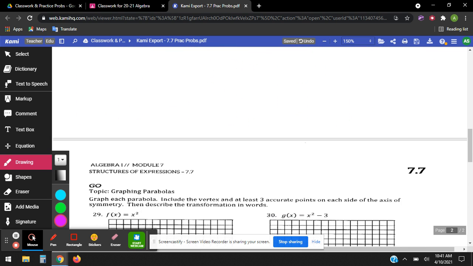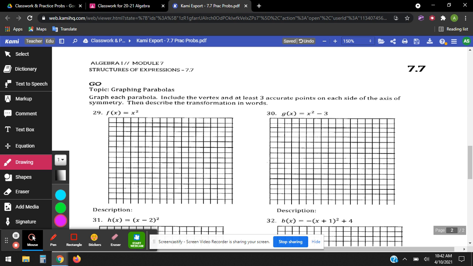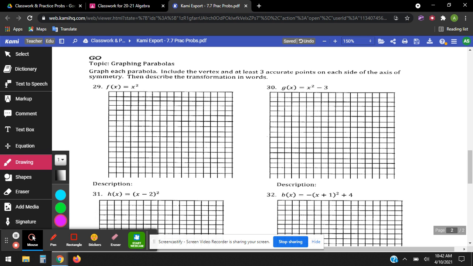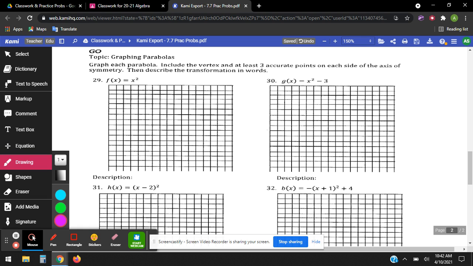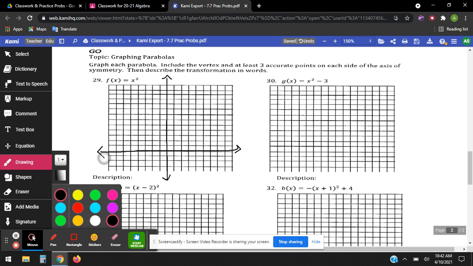Not too shabby. All right, last 4. Let's graph these parabolas. Graph them, include the vertex and at least 3 accurate points on each side. Then describe how it works. We've got a description down here. So x squared. Well, if we draw our axes, we'll probably want to put this about in the middle, won't we? Because we know x squared is going to have a vertex at 0, 0, right? There's no transformations going on in there.